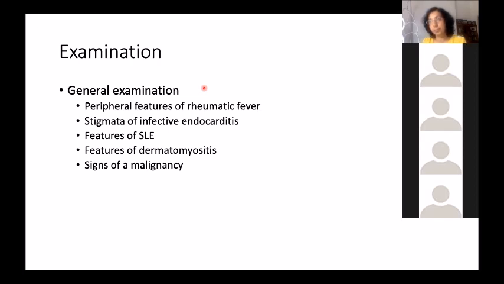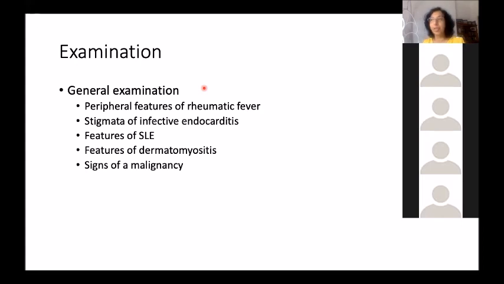Migrating arthritis. Okay. So that you elicit from your history, right? But when you examine also, if there is polyarthritis, then acute rheumatic fever is unlikely, isn't it? If multiple joints are involved at the same time, it's a bit unlikely to be acute rheumatic fever, right? Okay. Fine. So stigmata of infective endocarditis.